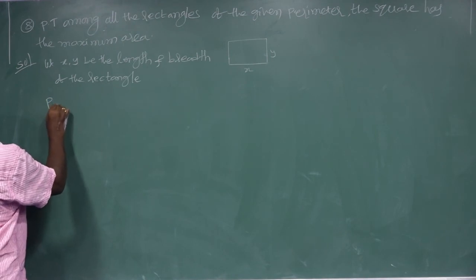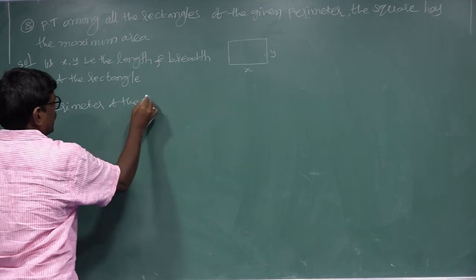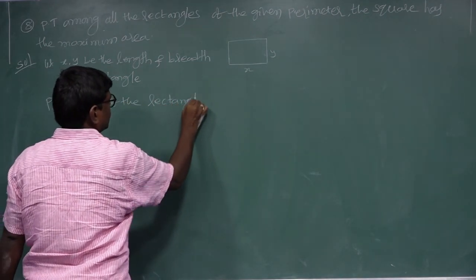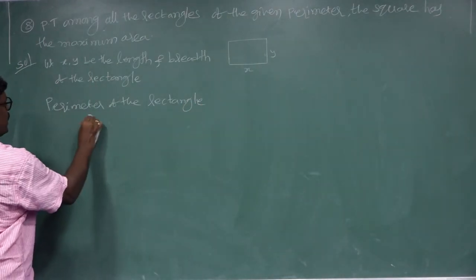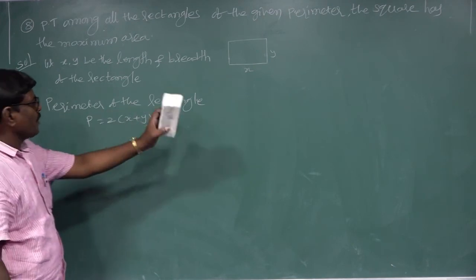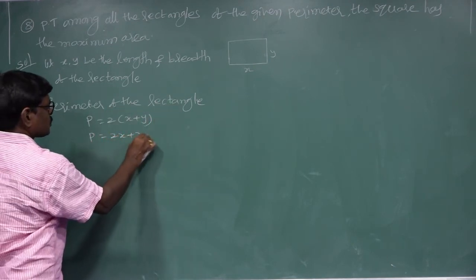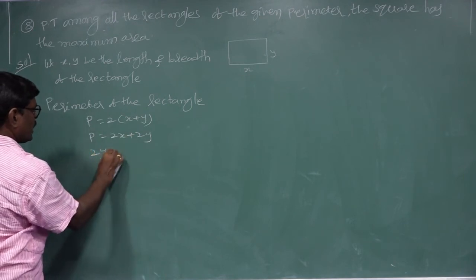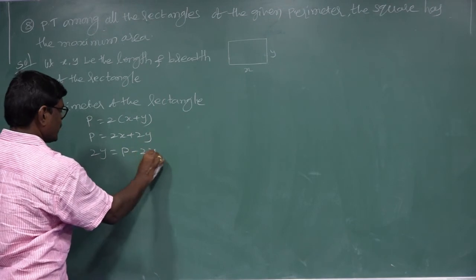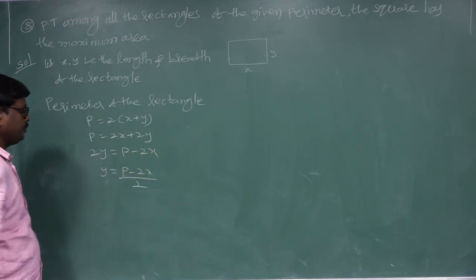The perimeter of the rectangle is P equal to 2 into x plus y. The perimeter of the rectangle is 2 into x plus y. P is equal to 2x plus 2y. 2y equal to P minus 2x. Y is equal to P minus 2x by 2.